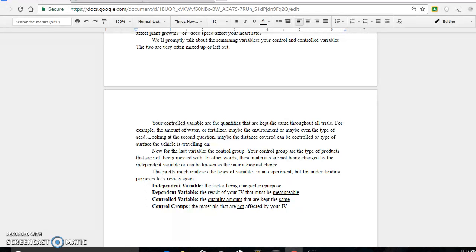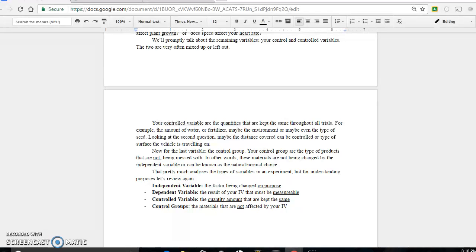But just for a summary or analyzation, we'll review again. Your independent variable are the factors that are being changed on purpose. Your dependent variable is the result of your independent variable that must be measurable. If it cannot be measurable, it cannot be your dependent variable. Your controlled variable are the quantity amount that are kept the same.